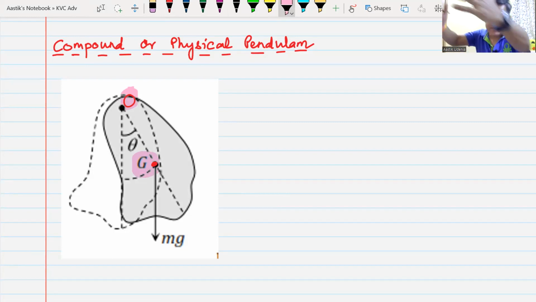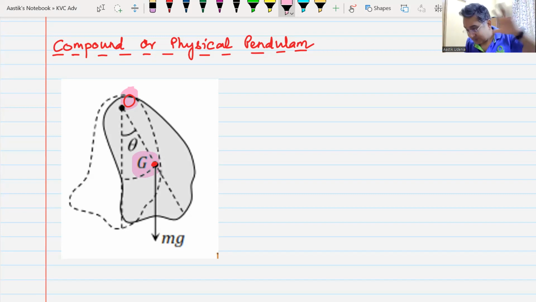First listen. Please don't copy everything. You don't understand what you copy. Please listen to what I'm saying, then you write. I know you are good at Xeroxing. Wait. Understand, then write. G is the center of mass or gravity, and O is the point where it is hinged. Do we understand this? Yes, sir.